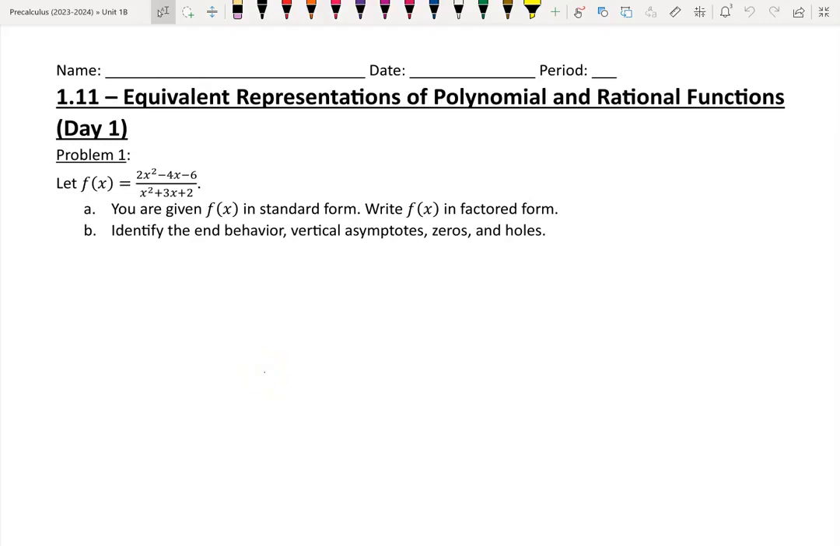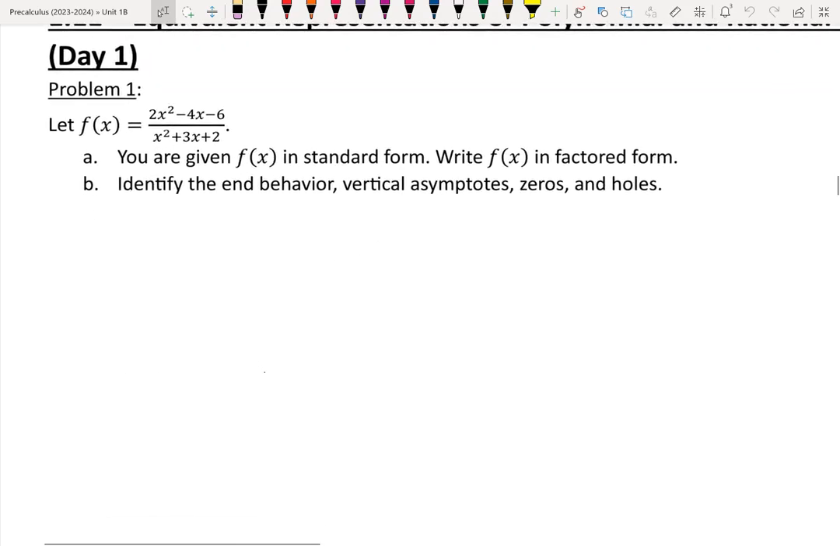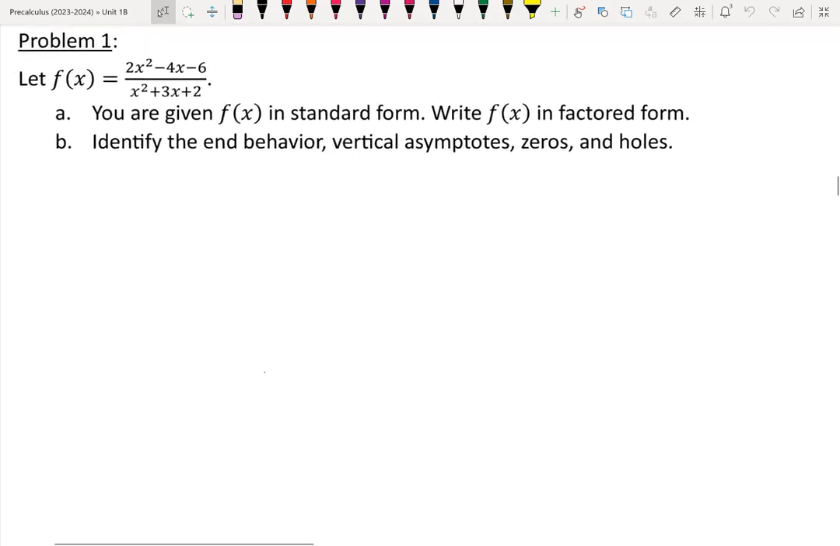In this video, we're going to be looking at equivalent representations of polynomial and rational functions. And this is our day 1 video. We're going to jump right into a problem here, a little bit of review of things that we've been looking at in the last few lessons.